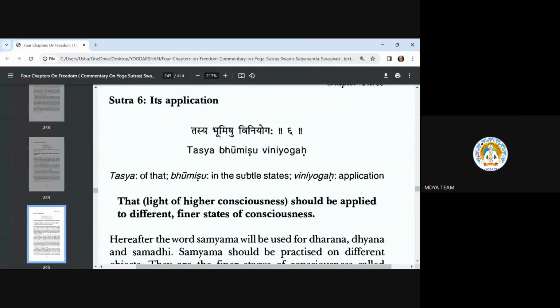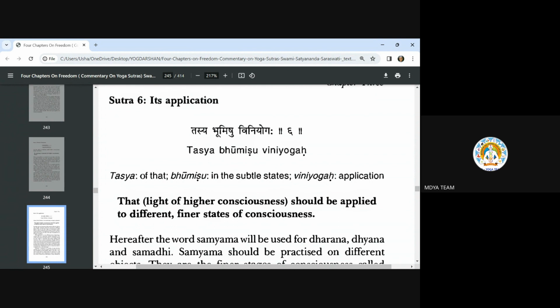Now, the sixth sutra is Tasya Bhumishu Viniyogaha. Tasya relates to the previous sutra, the Samyama. The Samyama is Tasya. Bhumishu is the circumstances or the context in which this has to be applied. That Samyama, when can it be applied? When can we apply the Samyama aspect that is given in this particular sutra? Based on the different circumstances or the context, the application of Samyama also differs.